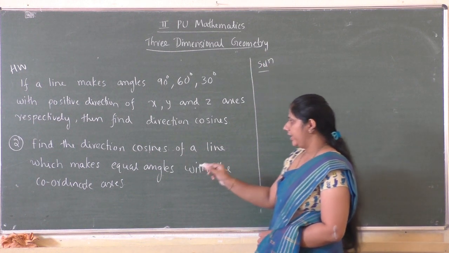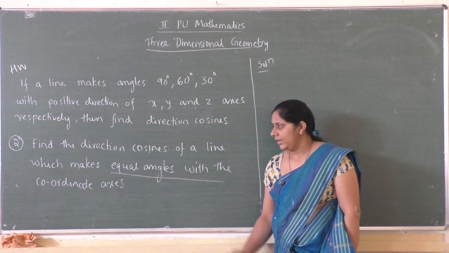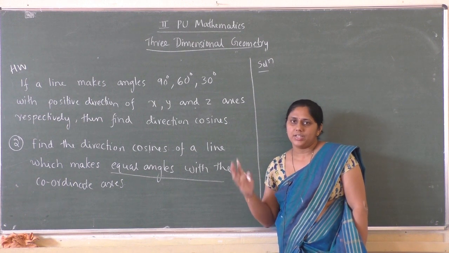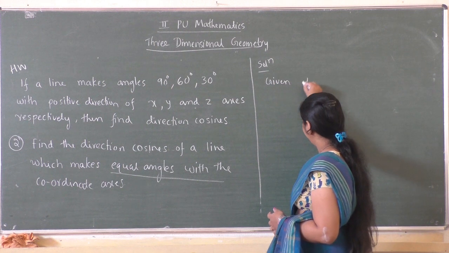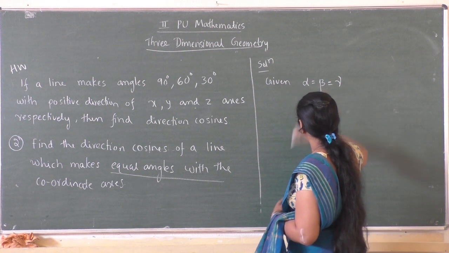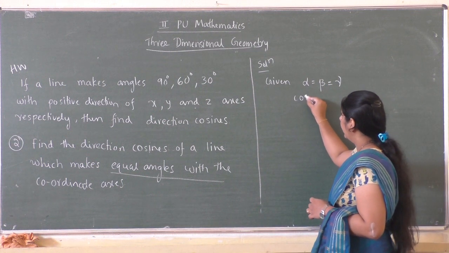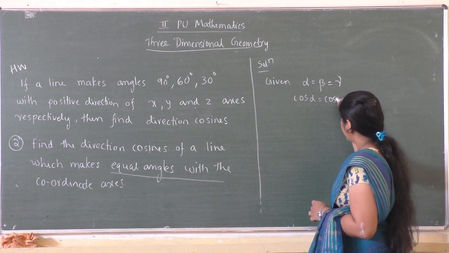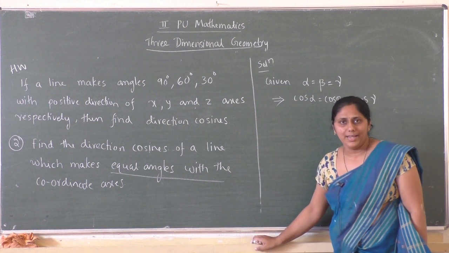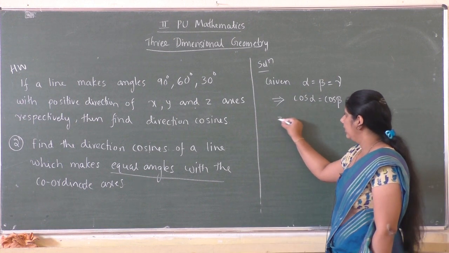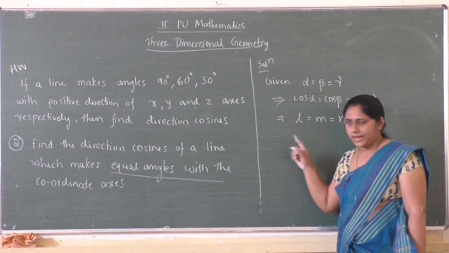So the given condition is the line makes equal angles with the coordinate axis. That means the direction angles alpha, beta, gamma are same. So the given condition is alpha equal to beta equal to gamma. If alpha, beta, gamma are equal, then the corresponding direction cosines, that is cos alpha, cos beta and cos gamma, these three values are equal. If these three are equal, can I write l equal to m which is equal to n? Yes, you can write, right?